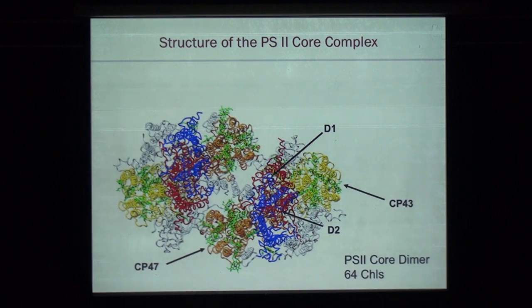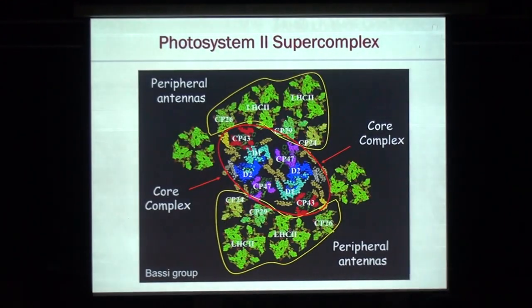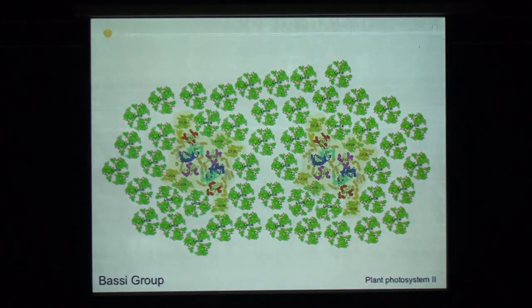It contains 64 chlorophylls. In this system, actually, the LHC2 and core complex assemble together on the membrane to form a so-called super complex. And this is a real functional unit for photosynthesis, the light reaction in plants or some cyanobacteria. Okay, this part. And the outside are those antennas, and these are core complex and reaction centers sitting here. And in this picture, we will see how this might happen.